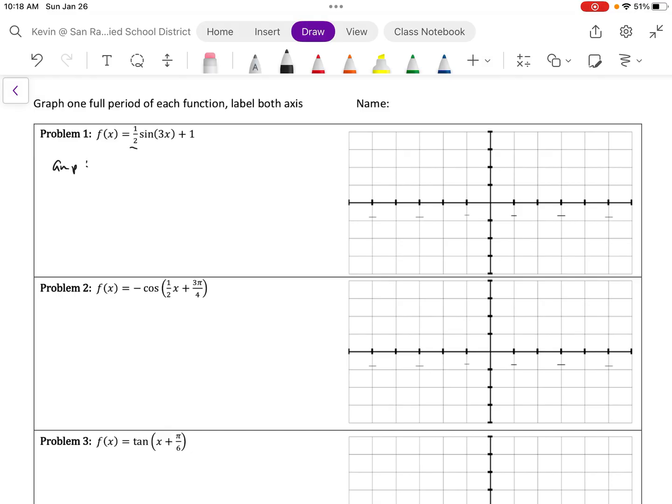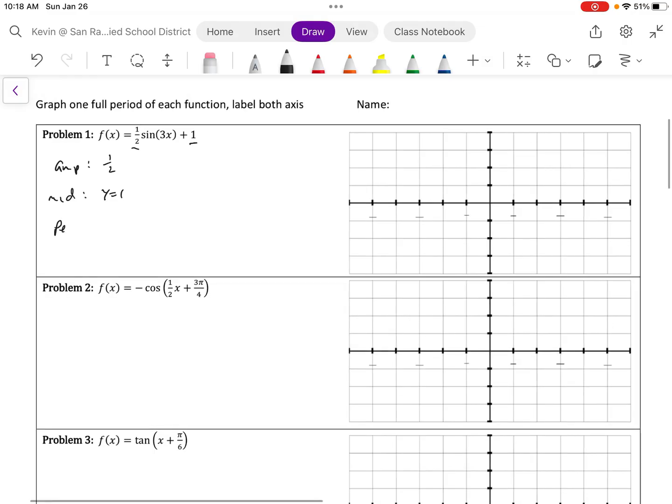In each case, we just want to find all of our key pieces. So first, we're going to look for our amplitude. And again, that's our A. So in this case, it would be 1/2. Then we're going to look for our midline. Okay, and that's right here. So that's going to be y equals 1.